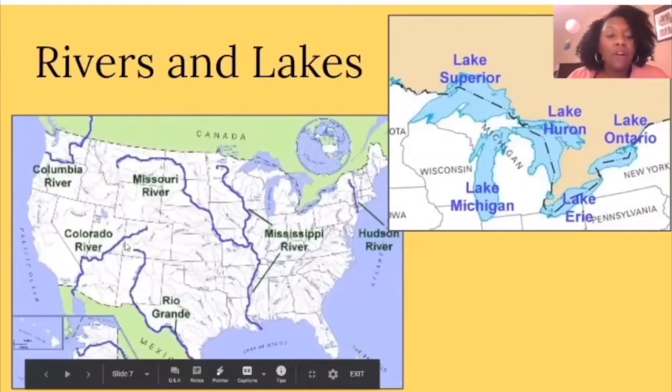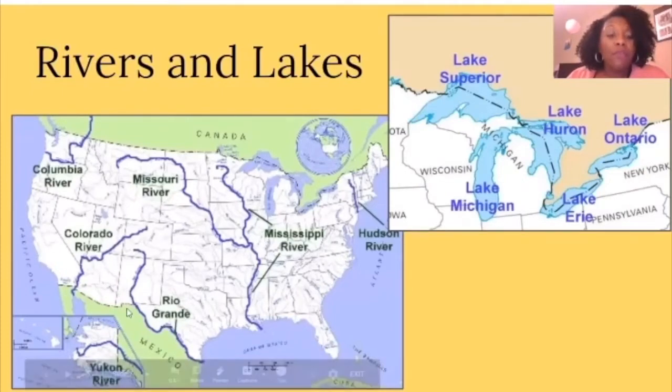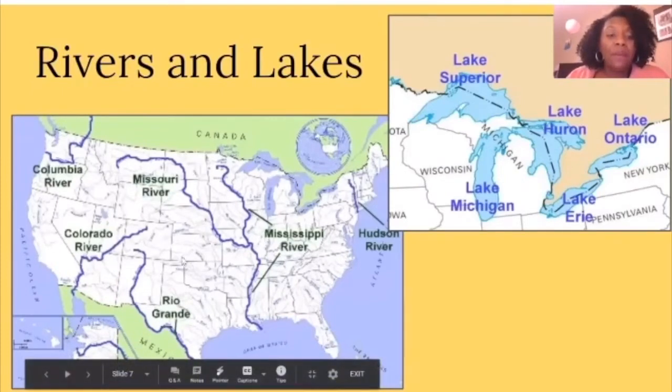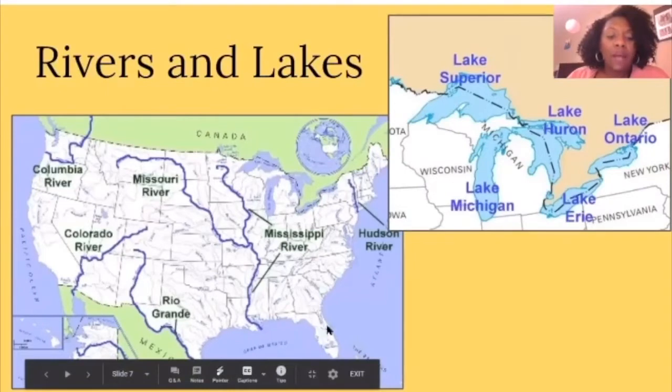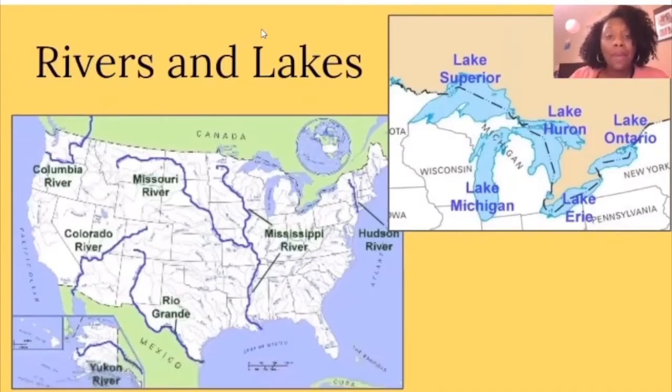So we have the Columbia River, the Colorado River, the Rio Grande River, the Missouri River, the Mississippi River, and the Hudson River. Not to mention the Yukon River. Now, many of you might not have heard of the Yukon River, but the Yukon River is actually located in Alaska, and it's a major river in Alaska. So it's considered one of our rivers because Alaska is part of the United States. All right, and over here, let's look over here. We're looking at the Great Lakes. These are the major lakes in the United States.